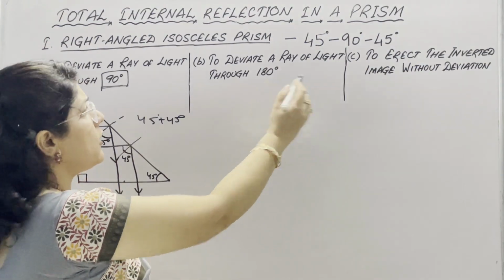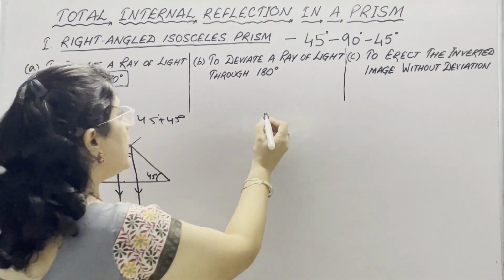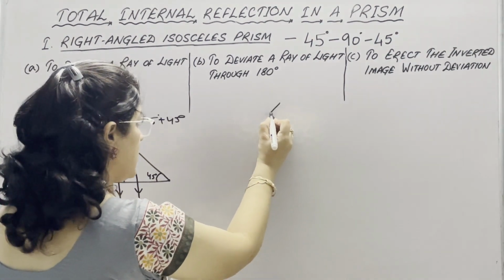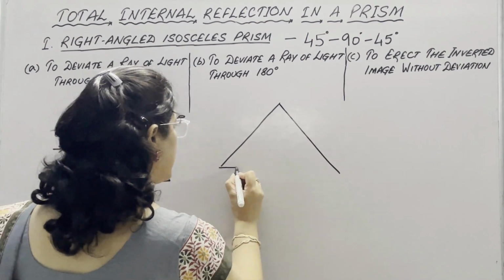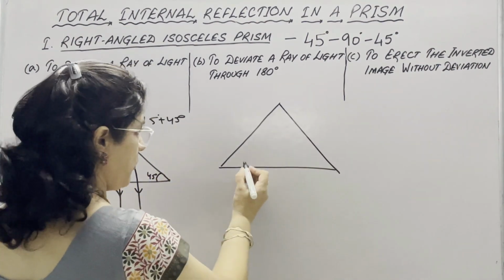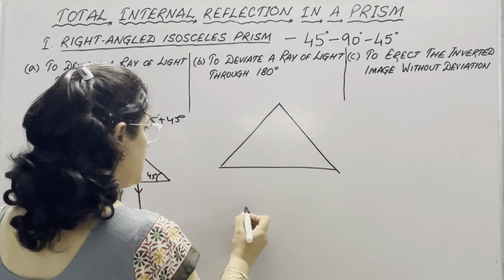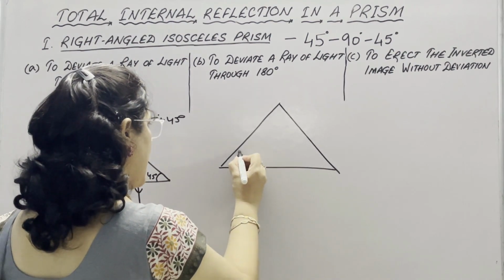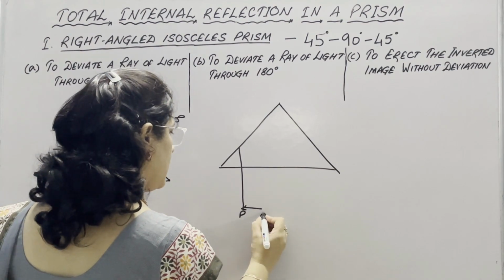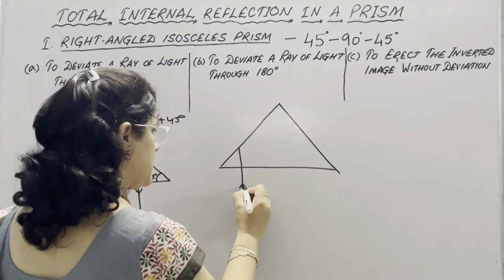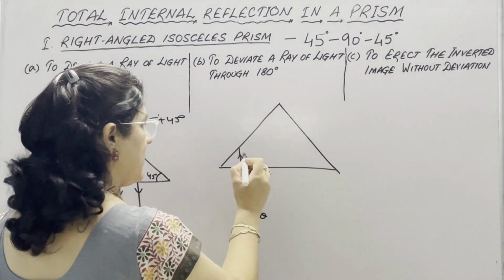To deviate a ray of light through 180 degree, we need to put the prism in a different position in which a ray of light should enter the prism through its hypotenuse side, longest side. So this is the light ray entering inside the prism from an object PQ. So first ray, which is incident normally, passes undeviated.